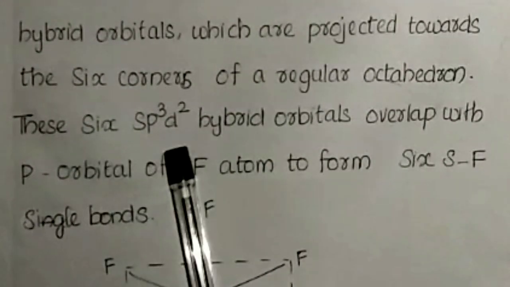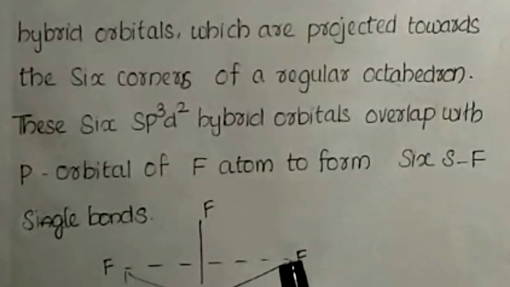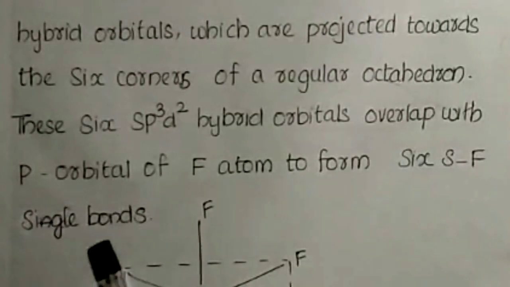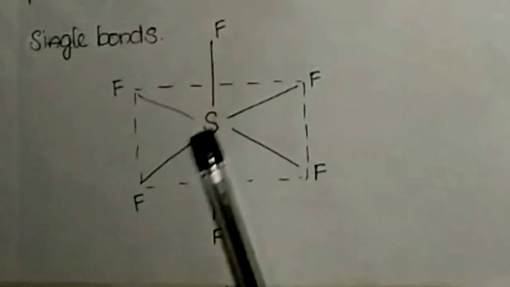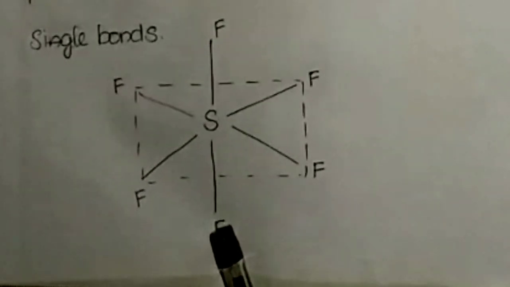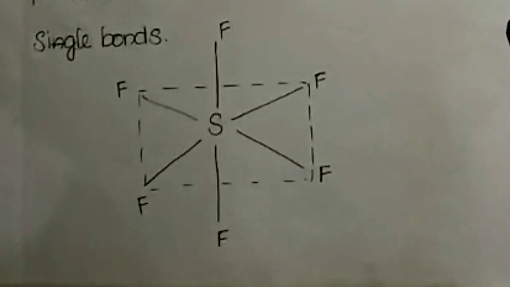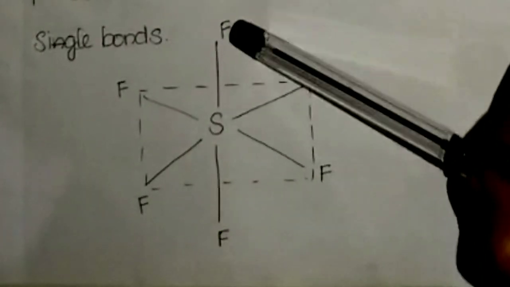These 6 sp3d2 hybrid orbitals overlap with the p orbitals of fluorine atoms to form 6 S-F single bonds. Here, 1 S-F, 2 S-F, 3, 4, 5 and 6 S-F sigma bonds. So this is the hybridization in the case of the SF6 molecule, sp3d2 hybridization with octahedral shape.